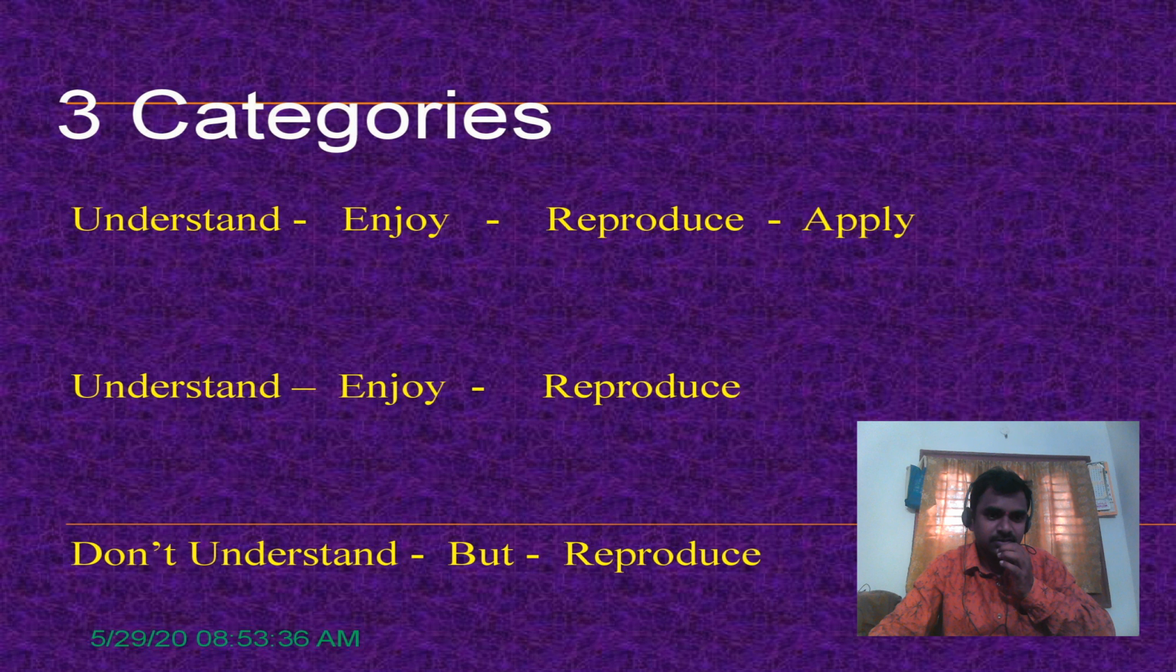The good category is the first category. That means, first of all, you have to understand physics. Whenever you understand physics, definitely you can enjoy it, you can reproduce it, and you can apply it. That means wherever you want, you can use it, and you will become a scientist like that.